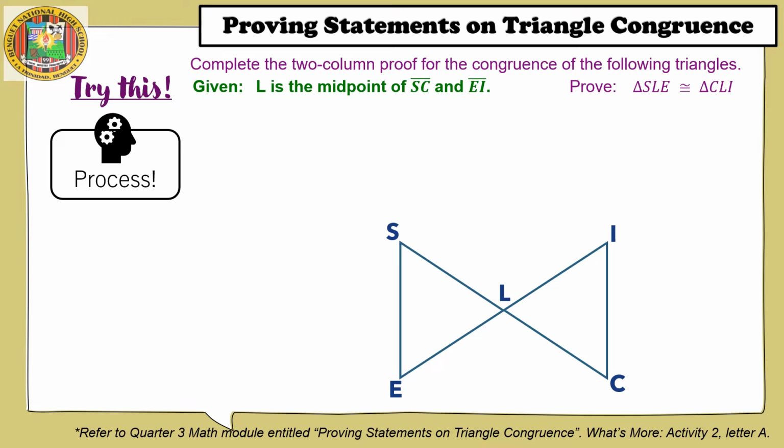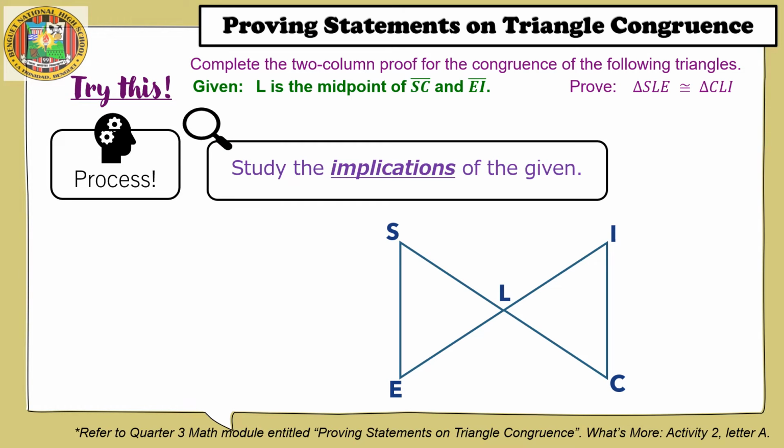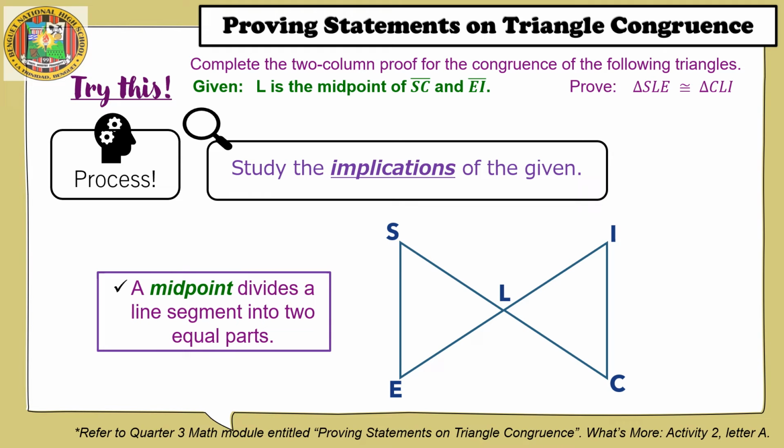To complete the proof, we need to study the implications of the given. What does it mean if L is the midpoint of SC and EI? We take a look at what the midpoint is. A midpoint divides a line segment into two equal parts. Thus, if we say L is the midpoint of segment SC, it divides SC into two equal parts, which will have the same measurement. Take note of this idea as we proceed to our solution.